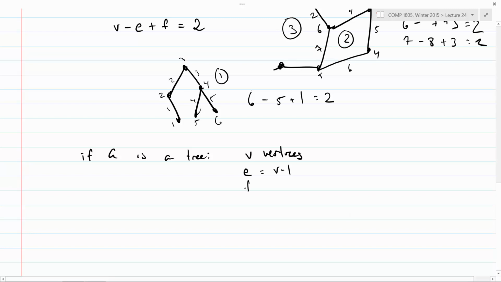And what about the number of faces in a tree? It's 1 because there are no cycles. Right, so there can only be one closed off region.